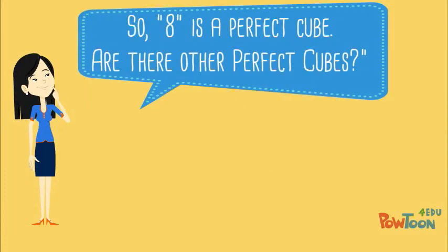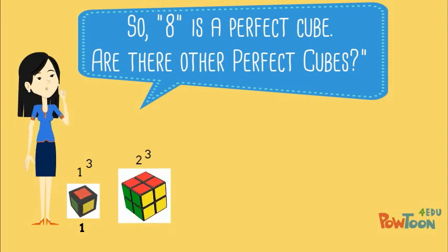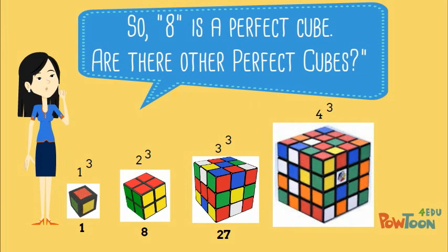The number 8 is an example of a perfect cube. There are other perfect cubes, and these are numbers that can represent the volume of cubes, such as 1, 8, 27, 64, etc.